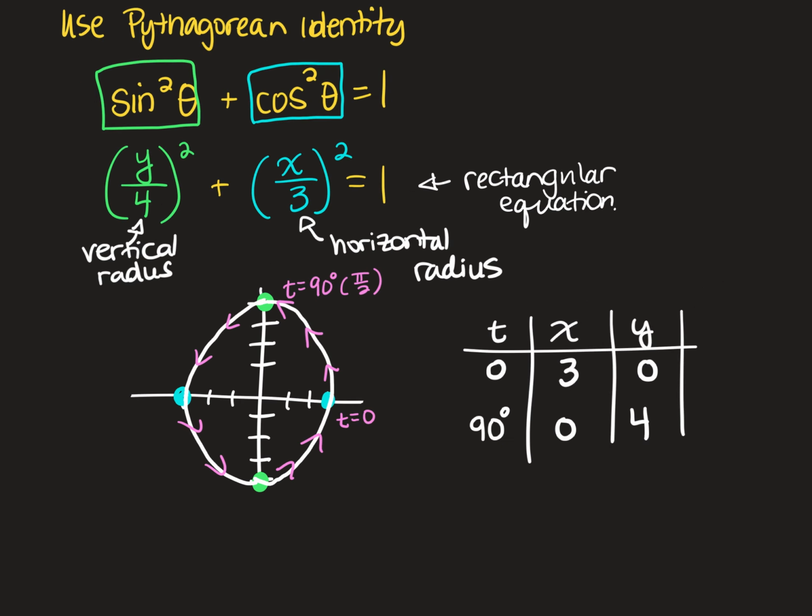All right, so that is the process for taking a set of parametric equations and creating a rectangular equation that will give you the same graph.